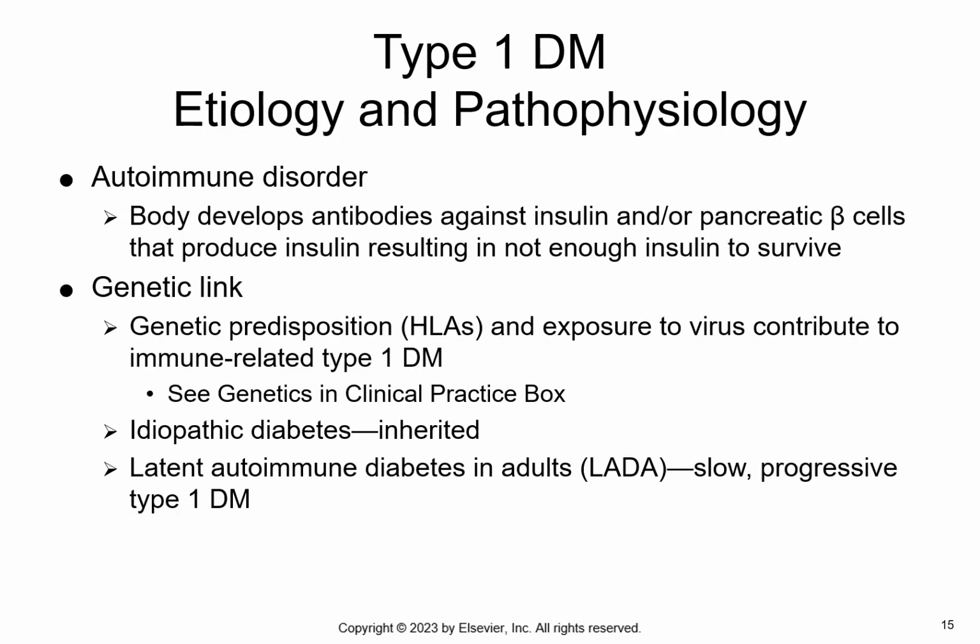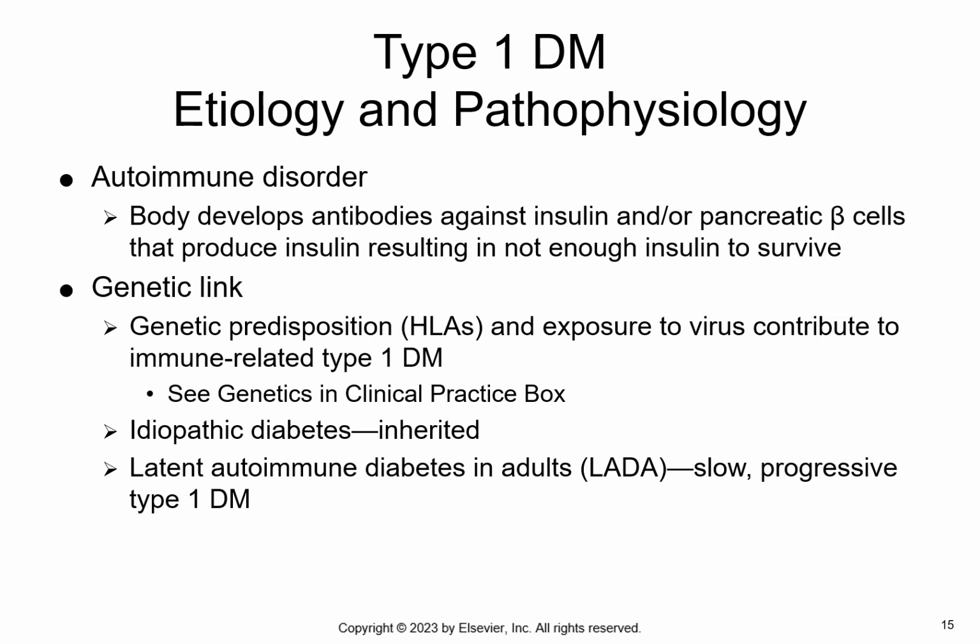And so we look at it in terms of the etiology and the pathophysiology. Type 1 diabetes is an autoimmune disorder in which the body develops antibodies against insulin and/or pancreatic B cells that make insulin. This eventually results in not enough insulin for a person to survive. A genetic predisposition and exposure to a virus are factors that may contribute to developing immune-related type 1 diabetes mellitus.